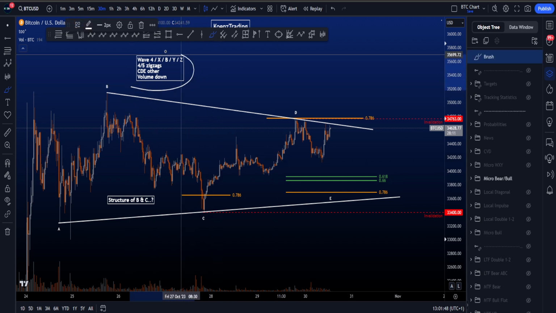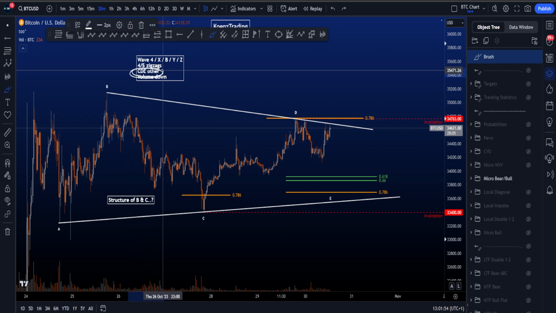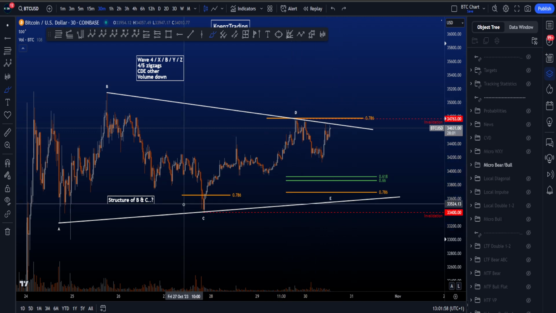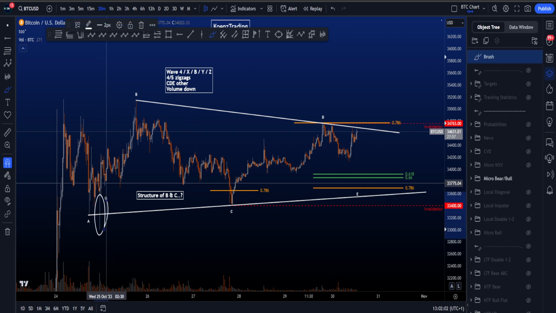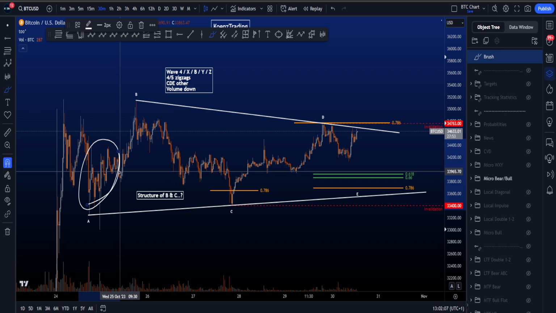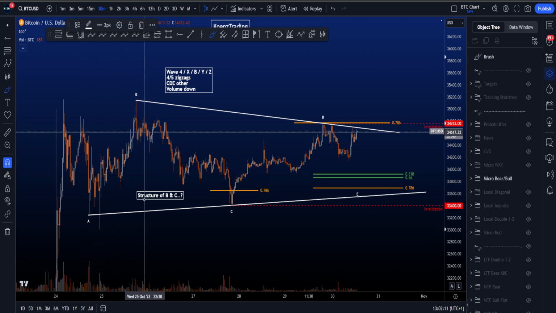So in a triangle, 4 out of the 5 waves have to be a zigzag, and if there is one wave that is not a zigzag, it's usually wave C, wave D, or wave E. Now an issue for me with this triangle is this wick over here and the structure of this wave B, especially the beginning over here doesn't look like a nice 5-wave structure for a zigzag 5-3-5 to the upside.